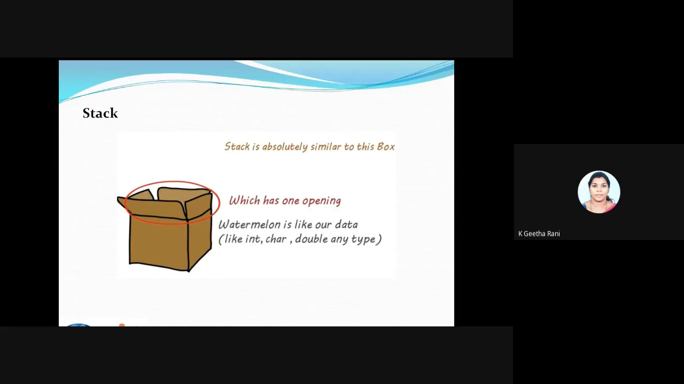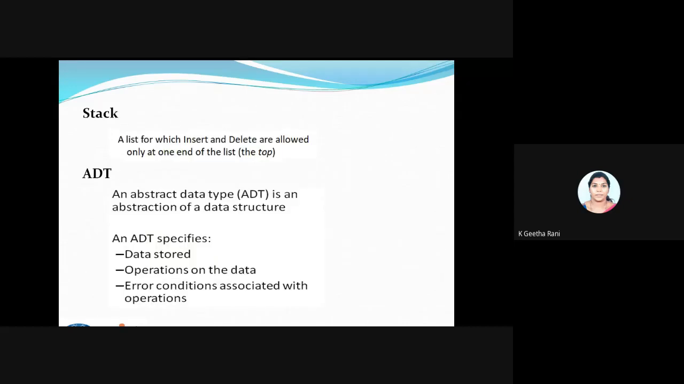A stack is nothing but a box, and there is only one opening of my box. So I can insert or take values only from that one opening of the box. Technically speaking, what is the definition of a stack? You can see here that I can insert or delete only at one end of my list, and that is called a stack. Before getting into the stack operations, let us see what an ADT is. We call it an abstract data type.